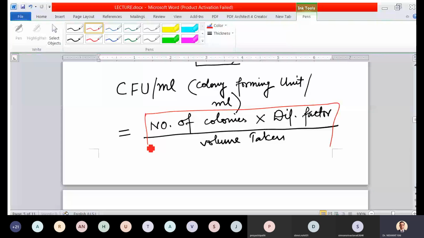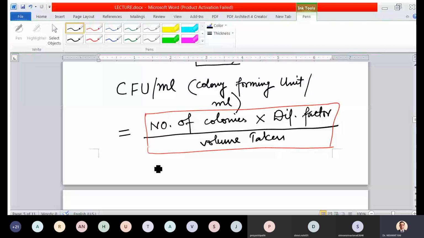Okay. Now, the first objective was to isolate the bacteria from the given sample. The sample can be water, can be anything, but I have taken a soil sample. We have isolated the bacteria, and now we are calculating the number of population in terms of colony forming units. Colony forming unit means assuming that one bacterial unit forms one colony, so how many colony forming units are there per ml. And the formula is number of colonies into dilution factor upon volume taken.